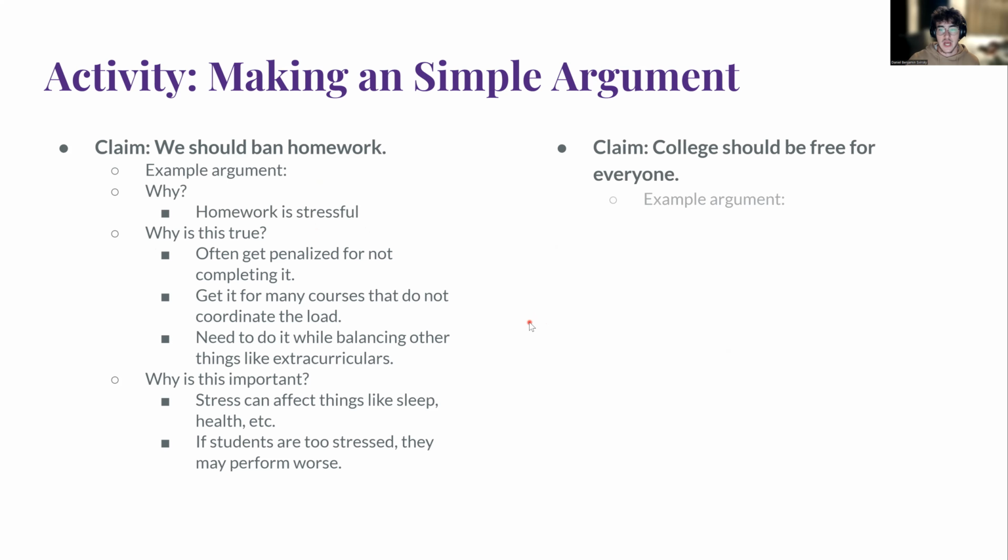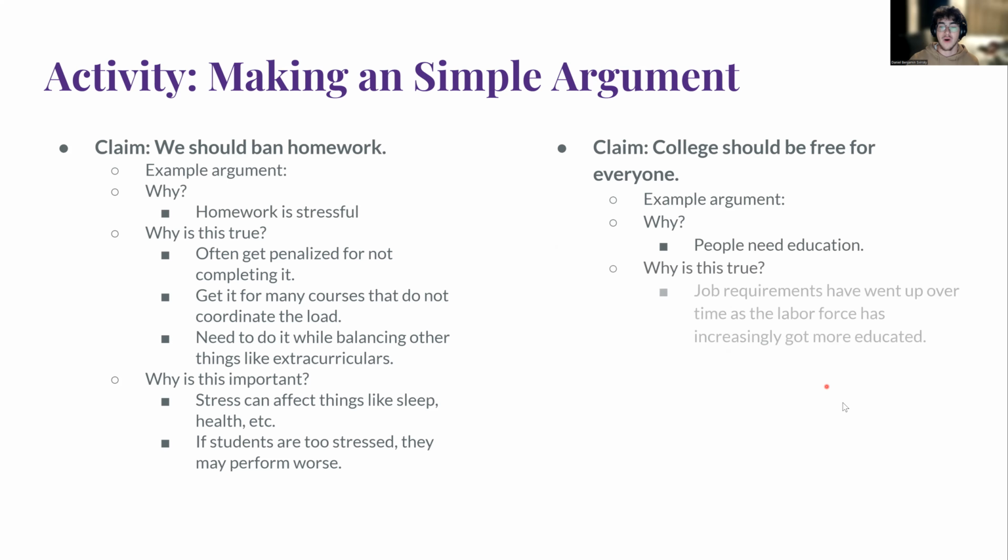All right, an example argument. Ask yourself why. Why should college be free for everyone? People need education is going to be your claim here. So why is this claim true? One, job requirements have gone up over time as the labor force has increasingly become more educated, which has made it so that education is now a prerequisite to getting some level of financial security.